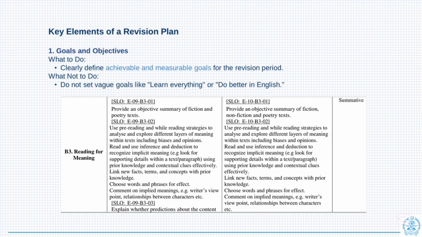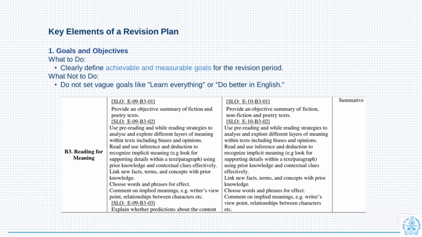The first step in creating an effective revision plan is to set clear goals and objectives. These goals provide direction and ensure that the revision period is productive and focused on measurable outcomes. The goals should be specific, such as mastering SLO like E9B31, which focuses on providing objective summaries of fiction and poetry. For example, a clear goal could be practice summarizing three fiction and poetry texts with objective analysis. This aligns with the SLO and ensures targeted preparation.